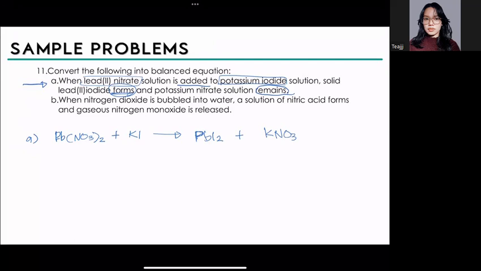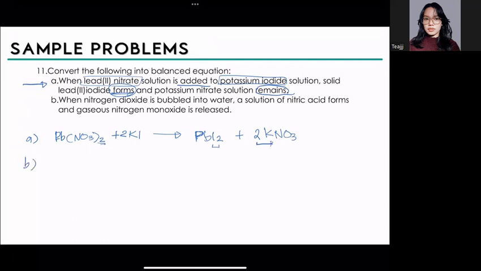Now we just have to make sure that it's balanced. So we need a 2 here sa nitrate kasi may subscript tayo na 2. And then 2 dito sa K. KI kasi 2 here and then dalawang I. So now we have our balanced equation.